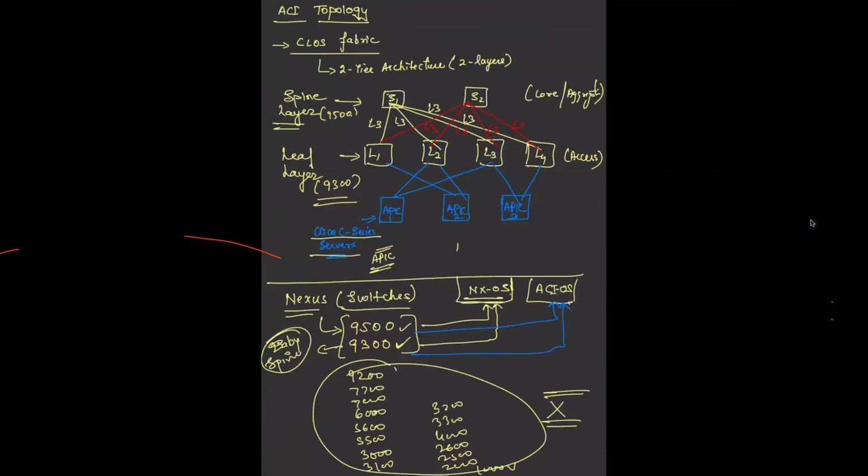Sorry? Can you repeat? If there are more leaf switches, from every leaf switch it has to be connected to epic. So that's what it means.